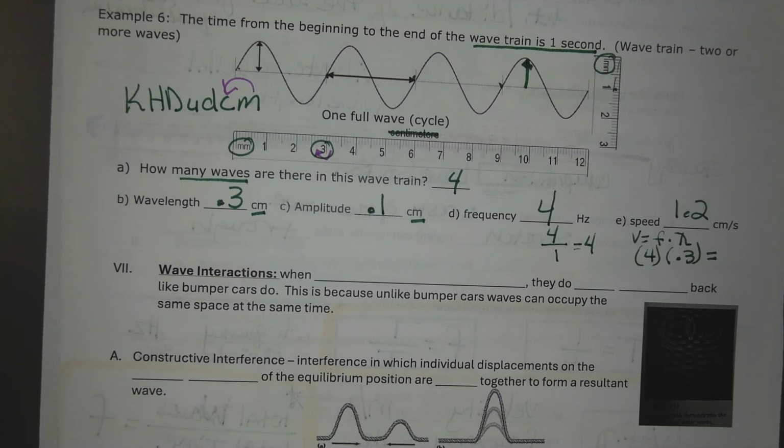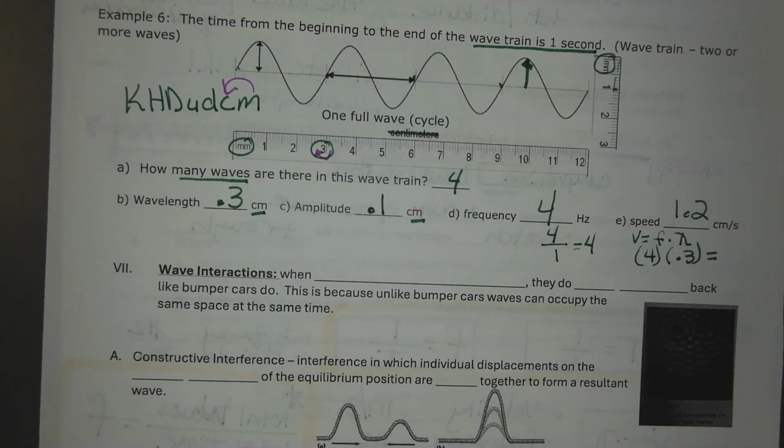Because what is a wave? What is a wave? Nope. What is a wave? A wave is a disturbance of blank that's traveling. What does a wave carry? A wave is energy.